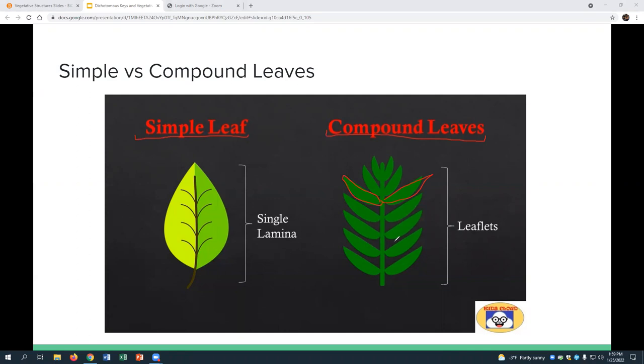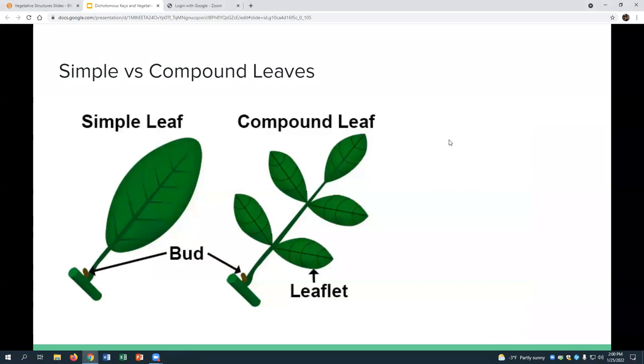Now, it's all well and good if I show you a picture like this, right? It becomes a little more difficult when you're looking at a plant occasionally, depending on how big that centerpiece is. So what you're going to do to figure out whether you're looking at a simple leaf or compound leaf is look at the node to see where we have a bud, right? So you'll notice in the simple leaf, the base of the petiole and the stem, that's where you find the bud.